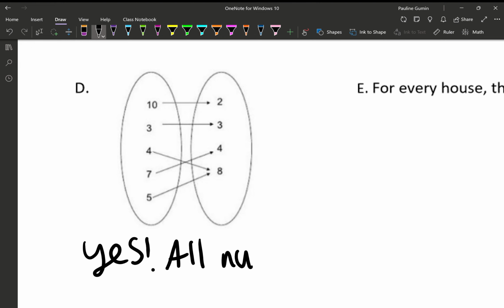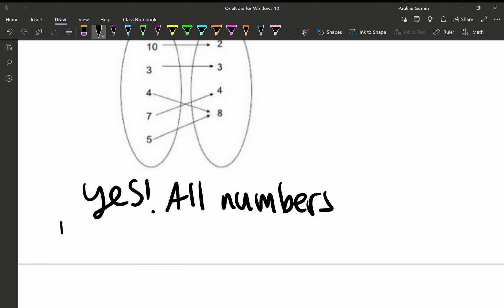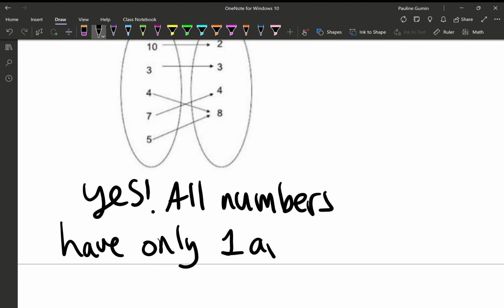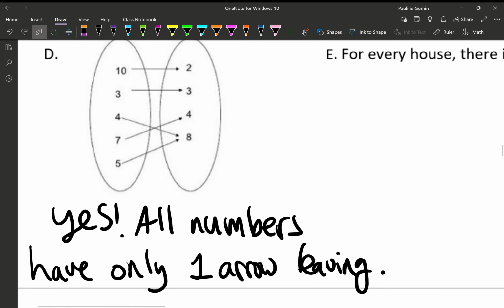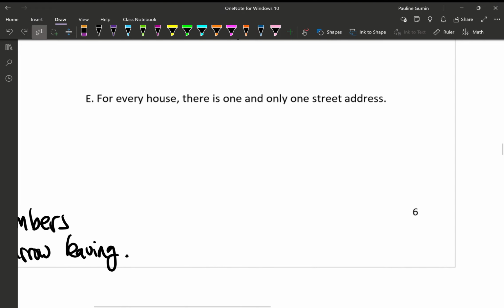All numbers have only one arrow leaving. Right? So no one's cheating. And again, it's okay that 4 and 5 both go to 8 because 2 people can date the same person at different times. You just can't date 2 people at the same time in our monogamous relationship here.